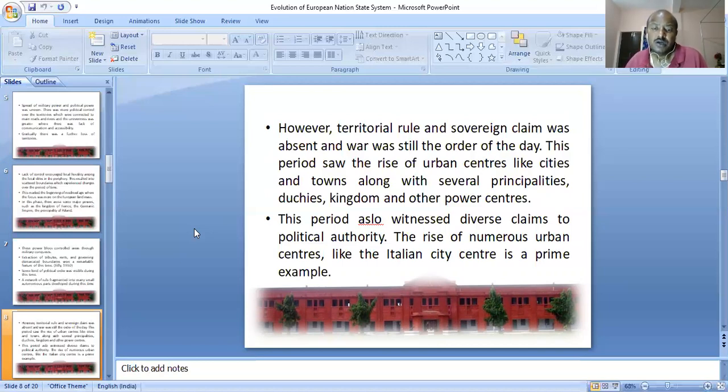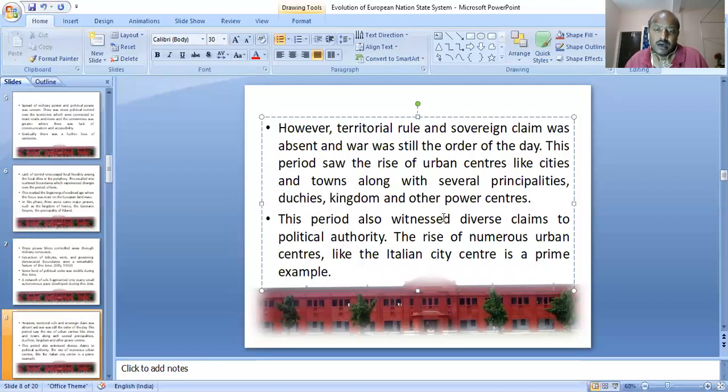So this period also witnessed diverse claims to political authority and the rise of numerous urban centers, like the Italian city centers, which are a prime example. Italy is considered a prime example where different contesting political voices could actually try to project themselves for capturing power in that particular city.